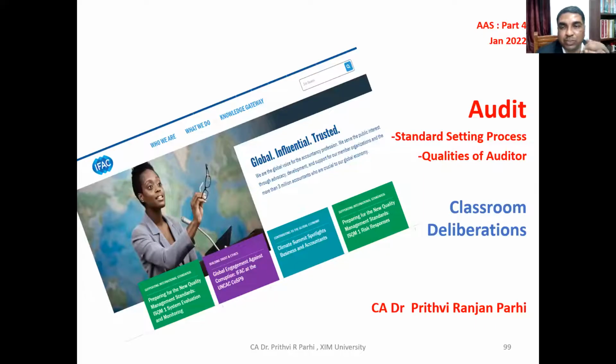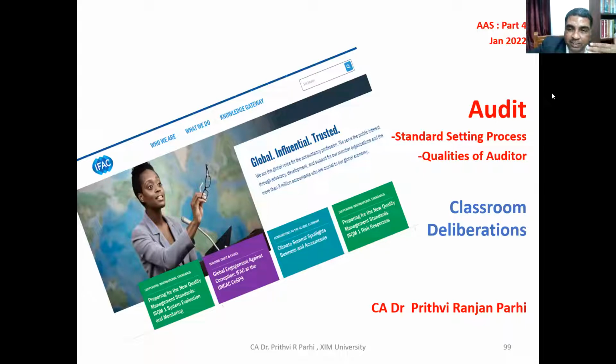So today our plan is to cover these two aspects. First of all, one is the standard setting process, how auditing standards are set in our country. Then we'll be learning these qualities of auditor and related items like independence of the auditor. All these things we are going to cover today.